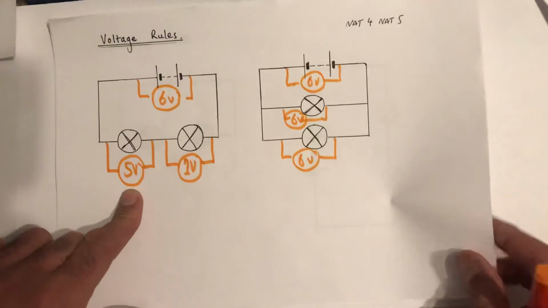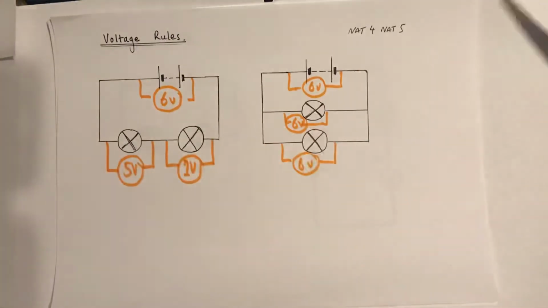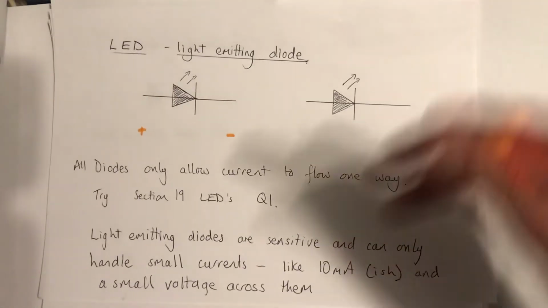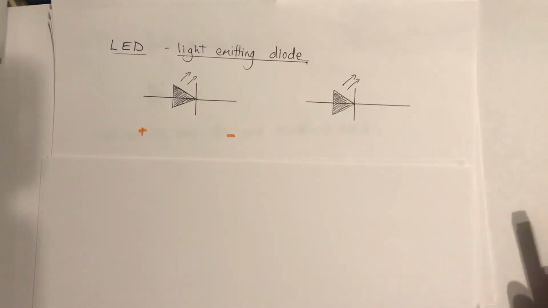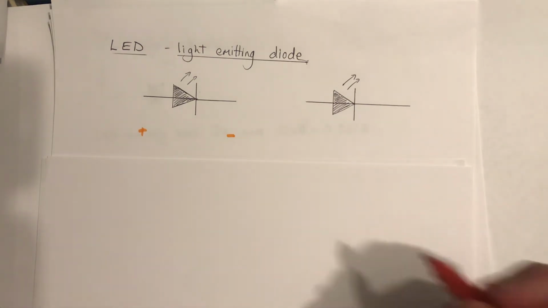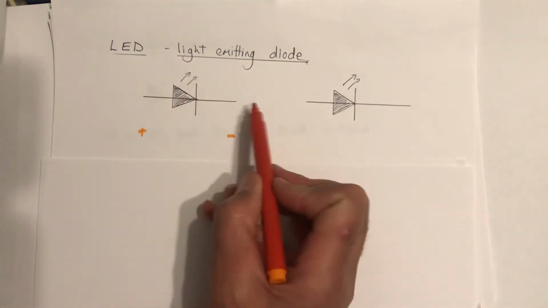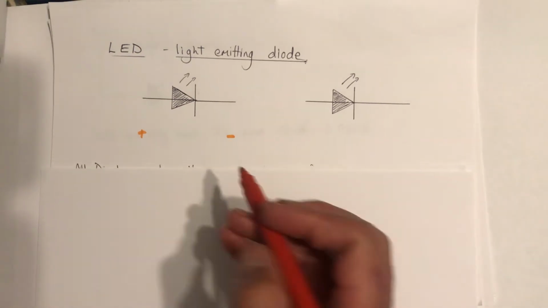Now, what I want to do is skip on to the LED, because an LED is something that's covered in section 20 before you start potential dividers, and I wonder if it'd be best to do it in sequence. Now, starting off with an LED, this is the symbol for an LED, and a light emitting diode is one type of diode.